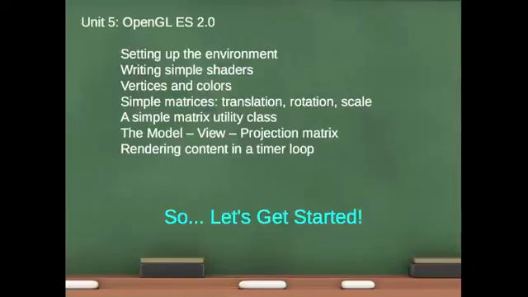We'll talk about setting up the environment just to display a single color on the background. We'll talk about writing simple shaders, vertex and fragment shaders, supplying vertices and colors to our application, just from the point of view of putting those into the application and then drawing the vertices and each color for each vertex. We'll talk about some simple matrices, how to apply a translation and a rotation and a scale matrix. And along the way, we'll look at a simple matrix utility class.